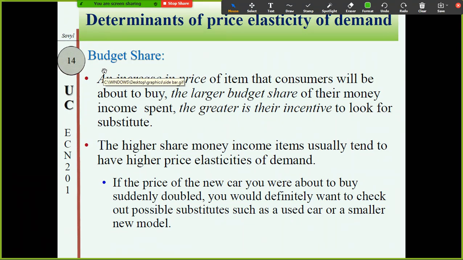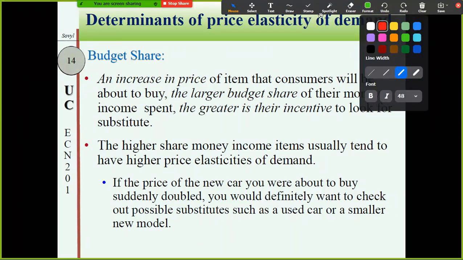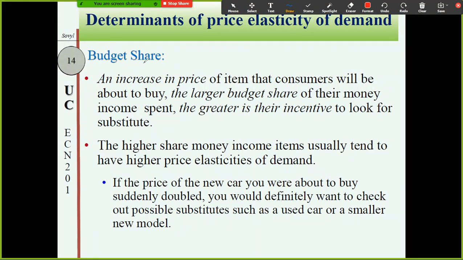Second condition, the other factor that makes our price elasticity of demand for one good become more elastic or inelastic: budget share. Budget means money share. An increase in the price of one item, for example pizza, means consumers who are about to buy, who want to buy but are not yet buying, face a decision. The larger the budget share of their money income spent, the greater is their incentive to look for other substitutes.